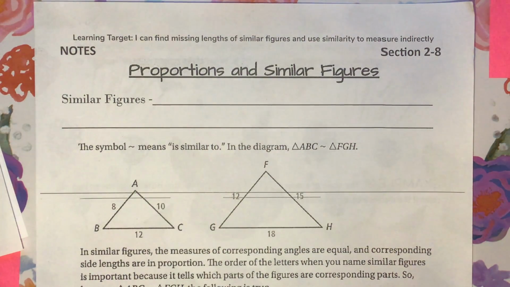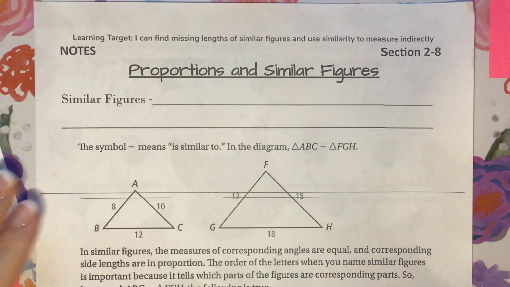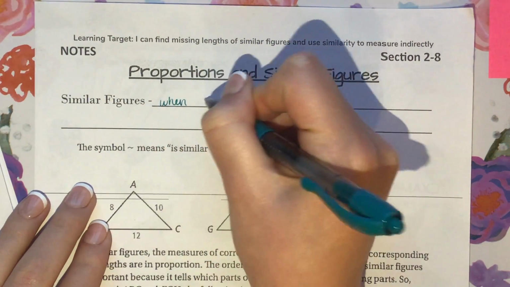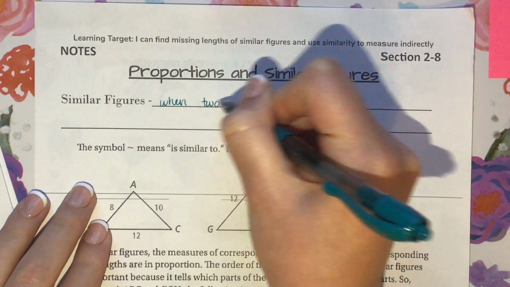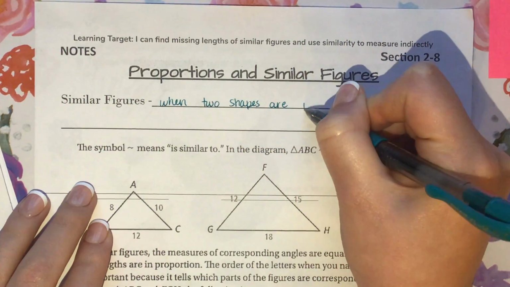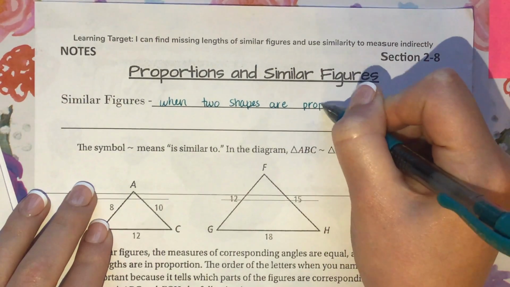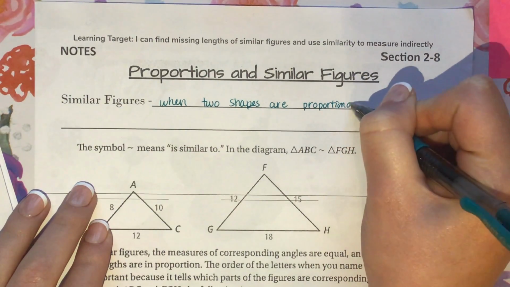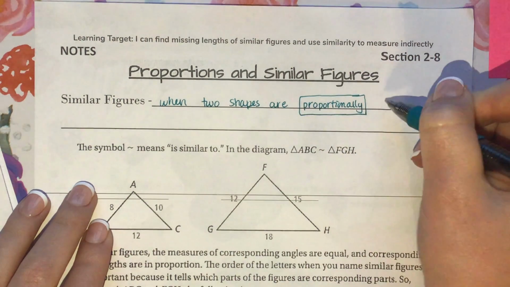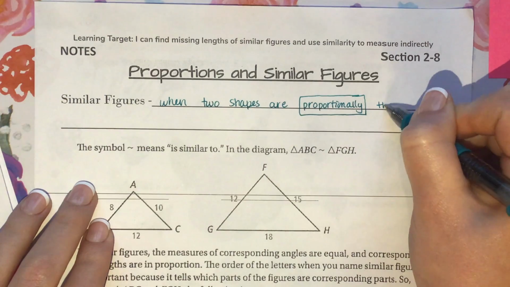measure things indirectly. So first of all, what are two shapes that are considered to be similar to one another, or what qualities do they need to possess? So similar figures are when two shapes are proportionally, so that's important, the same.